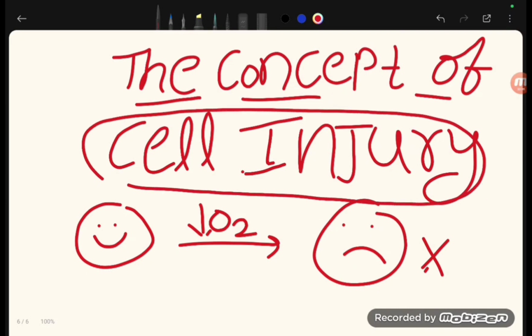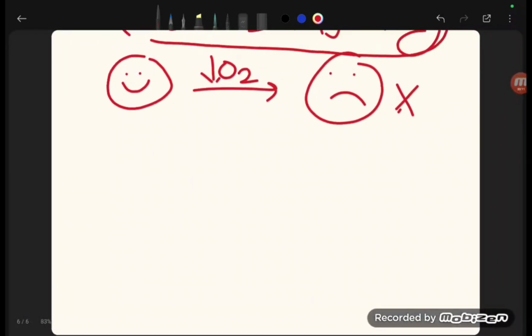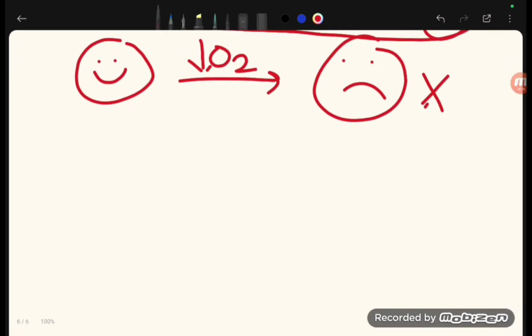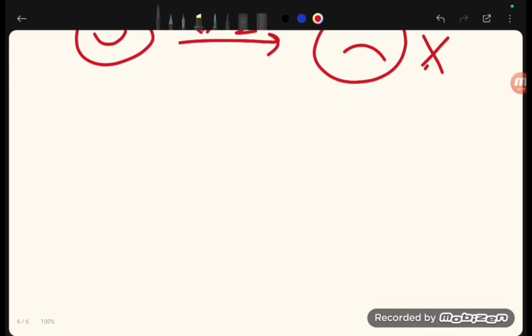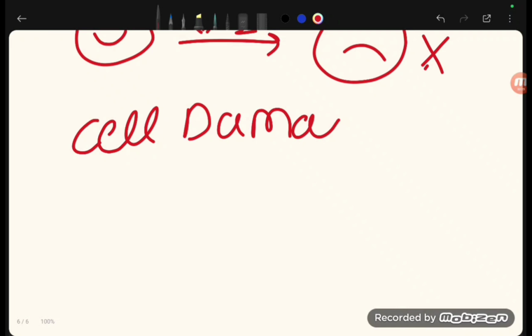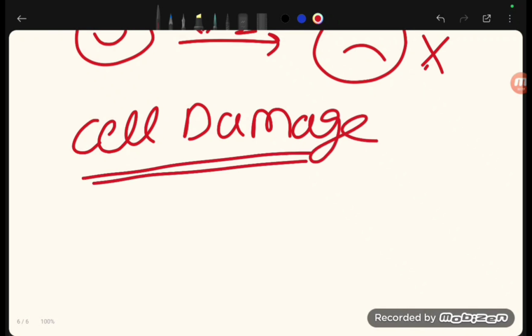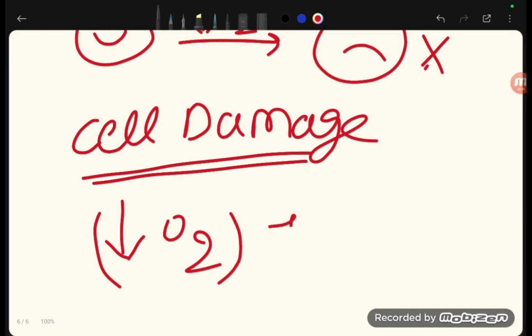Today we're gonna discuss the concept of cell injury, how the cell is going to die or get injured. Cell injury is also called cell damage. How is the cell damaged? Due to the lack of oxygen, which is called hypoxia.